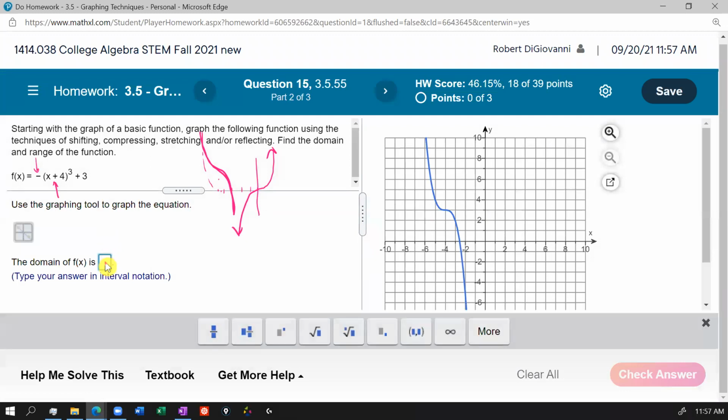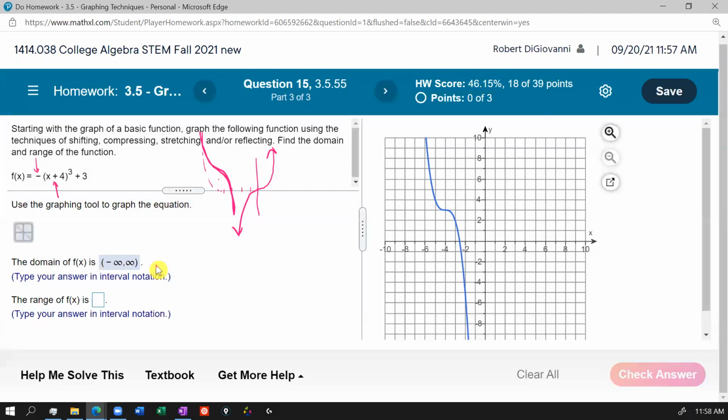Okay, domain is everything, negative infinity to infinity. The range is also negative infinity to infinity. Oh, I wasn't typing in there, darn it.